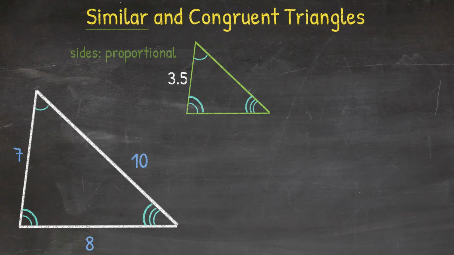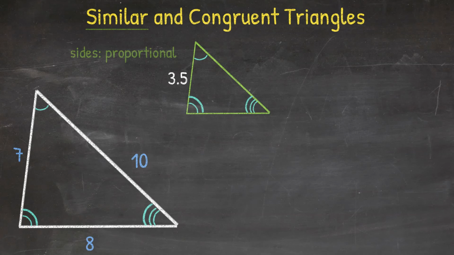So we'll find the corresponding side of the larger triangle for the one side that we're provided, 3.5. And in our case, it would be the side that is 7. And we know that this is the corresponding side because both 3.5 and 7 lie against the same angle. So because the two triangles are similar, all the angles are the same, and the angle across 3.5 is the same as the angle across 7.